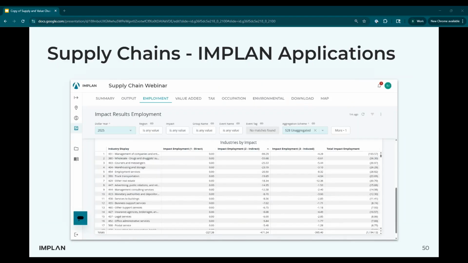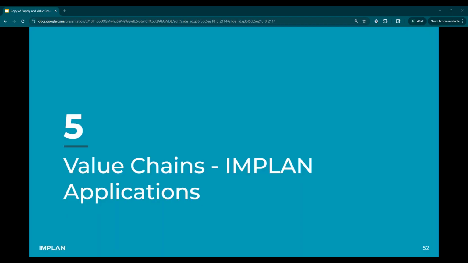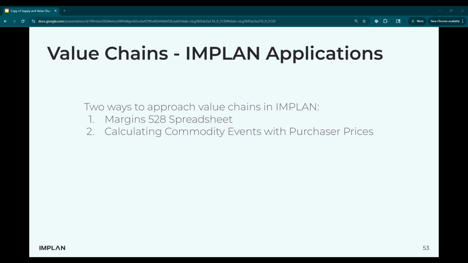So we're going to value chain. There are two ways to approach value chains in IMPLAN. One is looking at the margins 528 spreadsheet, which is on our support site, support.implan.com. If you enter margins 528 spreadsheet, you'll be able to download that. That's an Excel spreadsheet. And then calculating commodity events with purchaser prices. We'll show you that here shortly.